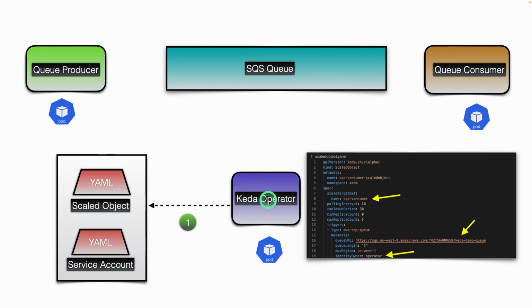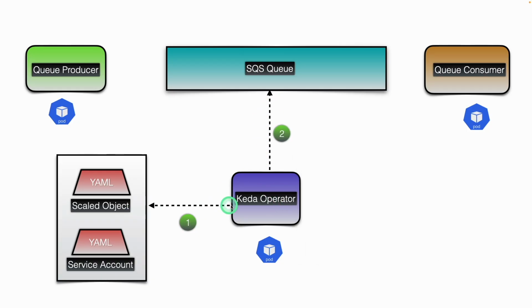Okay, so let's see how this works, right? The first thing that KEDA does, as I said, is look at the scaled object and understand what it needs to do. We just saw the scaled object here. The second is that it starts monitoring this queue for metrics. And then the next step is the queue producer, in this demo, is going to post messages into this queue.